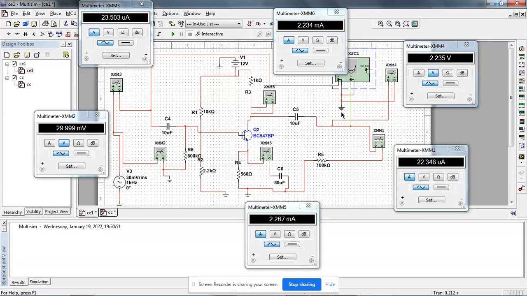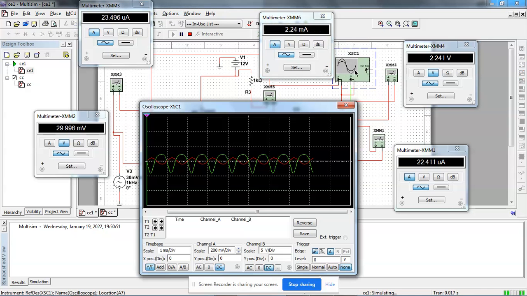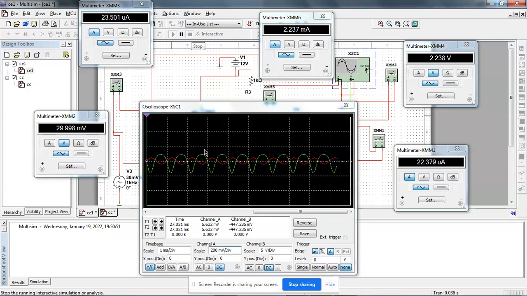Also, let us observe the graph in the oscilloscope. Let us simulate it. Here you can see the green is output and the red is input. Here you can see there is a voltage gain, 30 millivolts to 2.2 volts. So voltage gain can be seen here. Here you can check the divisions and observe the graph.